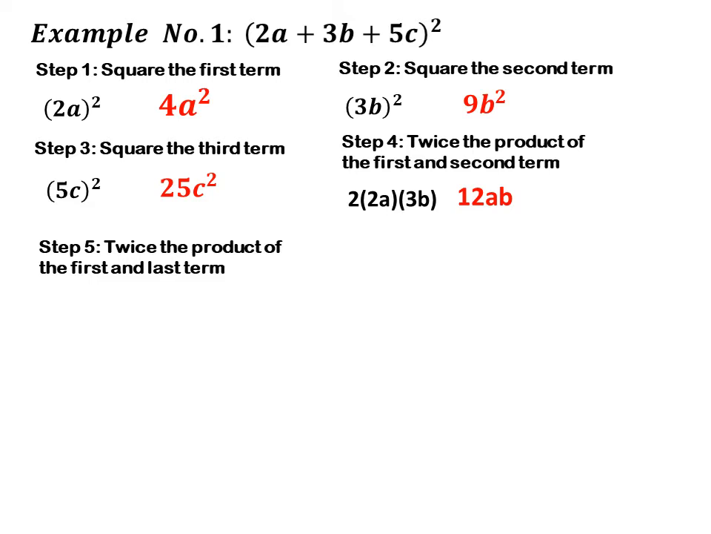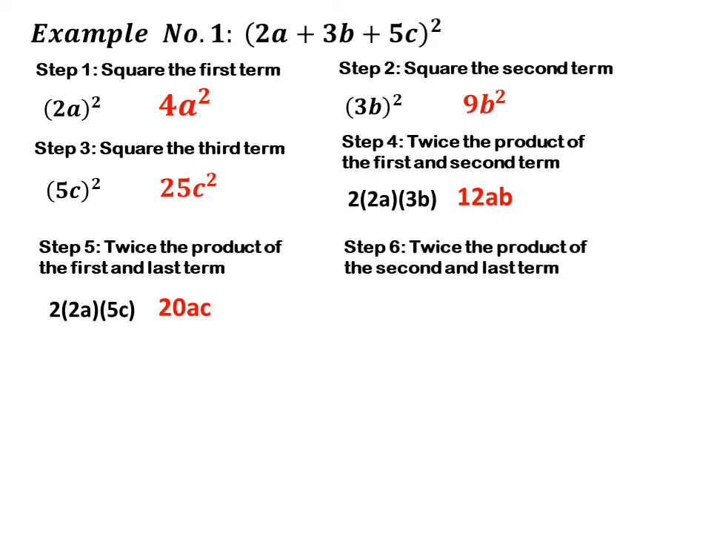Let us now proceed to step number 5: twice the product of the first and last term. It so happens that our first term is 2a and our last term is 5c. Now we have to twice their product. What is now the product of 2 times 2a times 5c? 2 times 2a times 5c equals 20ac. For step number 6, twice the product of the second and last term.